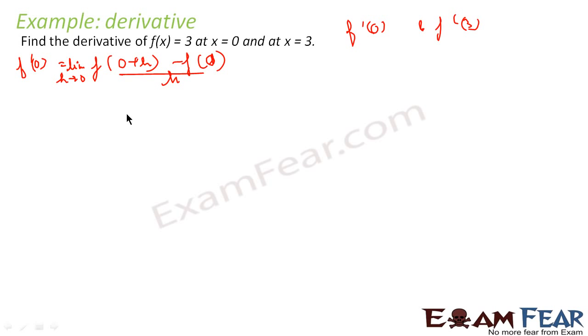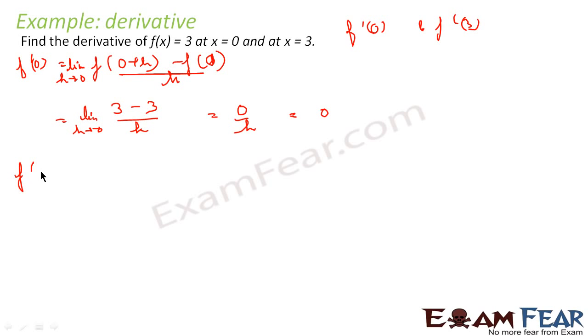So this becomes f of 0 plus h is nothing but 3, because value of any function is 3, and f of 0 is also 3, by h, where limit h tends to 0. So this becomes nothing but 0 by h. Correct? This is 0.